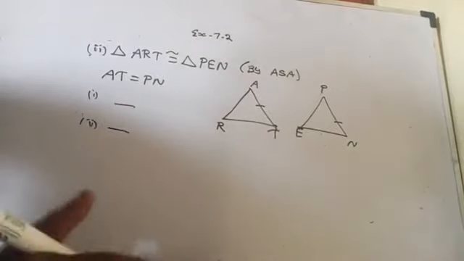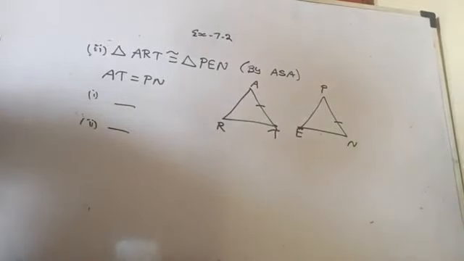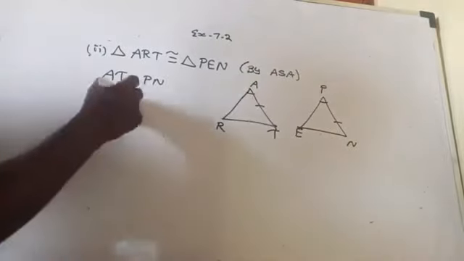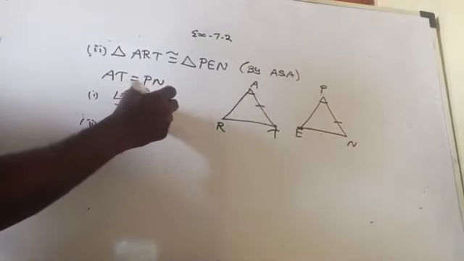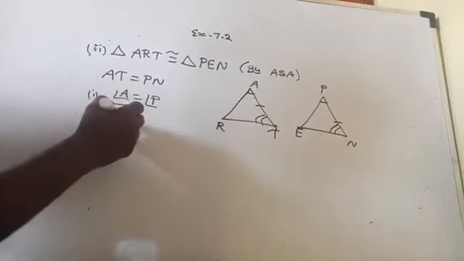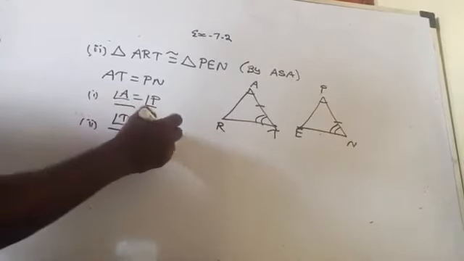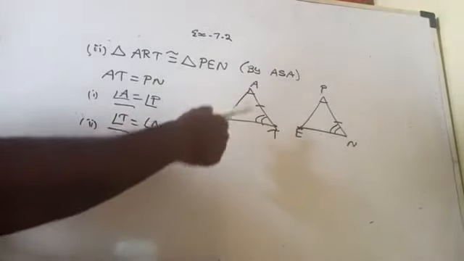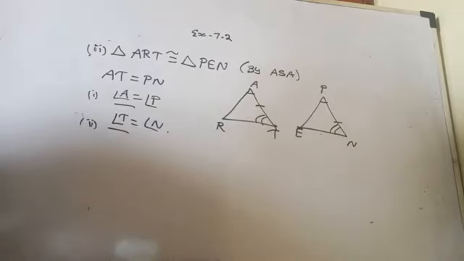What are the two pairs of angles that are equal? So ASA means what? One side should be included between the two angles. Therefore, this angle A should be equal to angle P, and angle T should be equal to angle N. Are you getting here? So now you can say that by the ASA congruence rule, these two triangles are congruent. Yes. So we completed question number 2. Shall we move to the third part now?